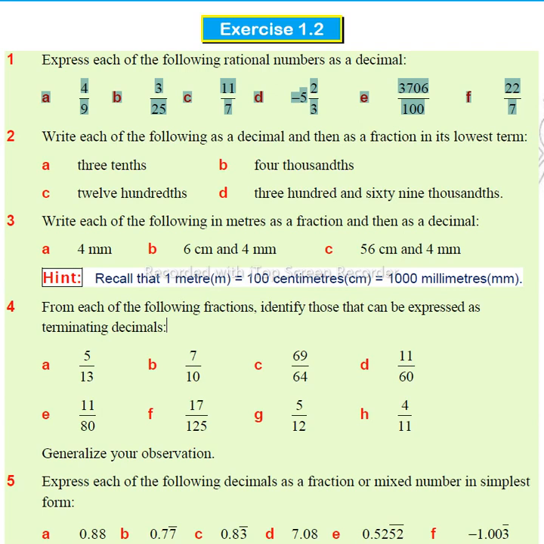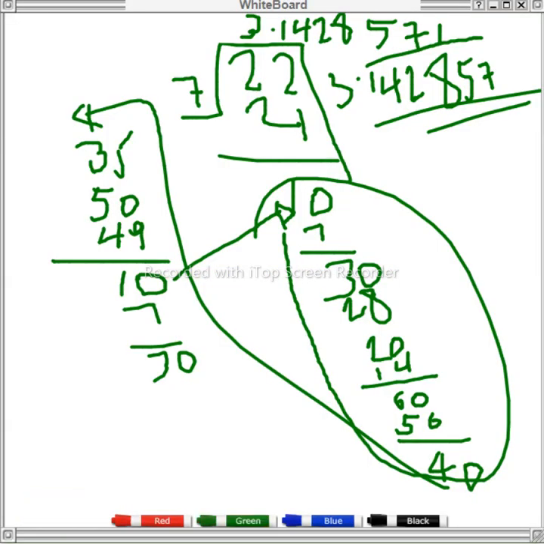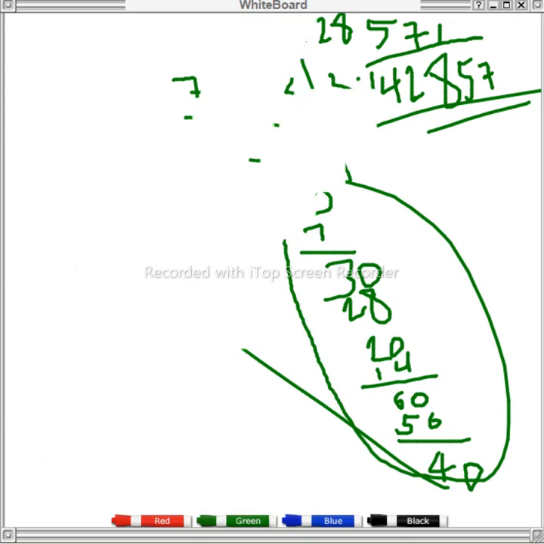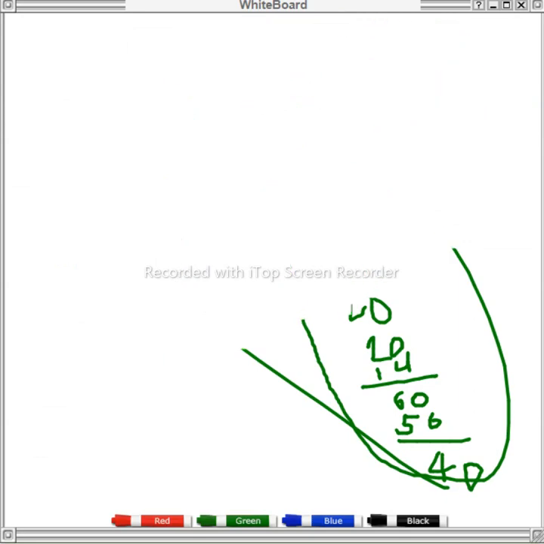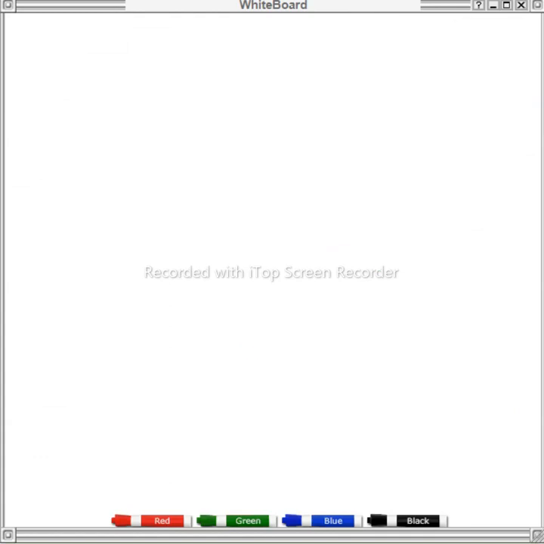We do this question first: write each of these numbers as a decimal, then as a fraction, then in its lowest terms by simplifying the given decimal to a fraction. So let us start from A.